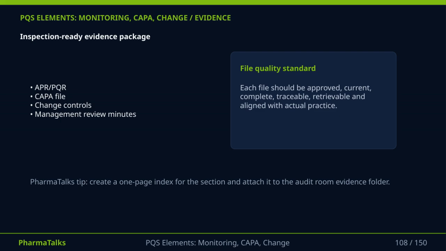A useful tip here is to create a one-page index for each section and attach it to the audit room evidence folder. This helps keep everything organized and accessible, making audits smoother and demonstrating readiness at any time. Overall, maintaining strong documentation is vital to showing effective implementation of monitoring, CAPA, and change control processes.